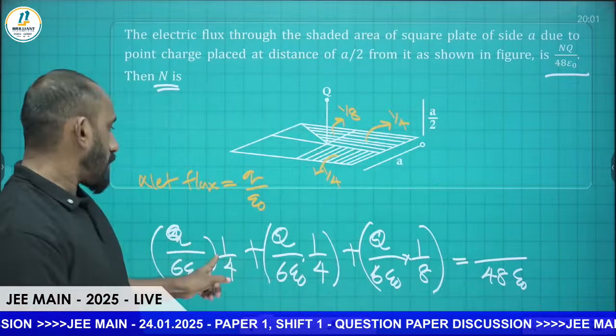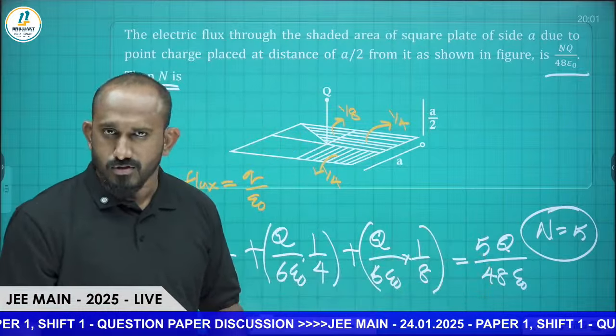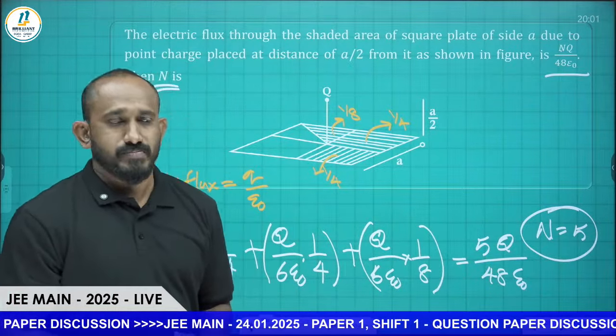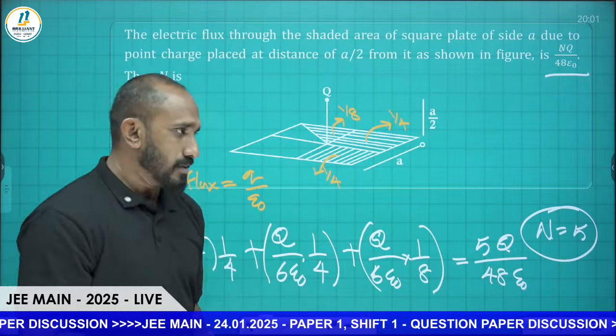So the total net flux you have to find out is Q by epsilon 0. Gauss's law only you have to consider. The similar question you might practice in your session also. Yeah, Vasu, got it? 5, good. Hadi? Yes, 5, good. Okay, so next question we are going to.